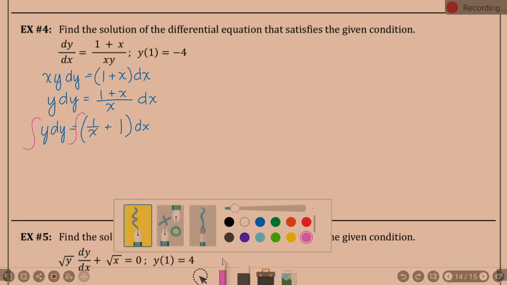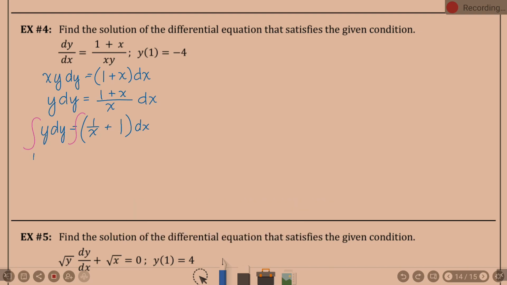The integral of y is 1/2 y squared. The integral of 1 over x, natural log of x, plus the integral of 1, plus x, plus c. I did use absolute value. I figured I did, but. Okay. Now what?